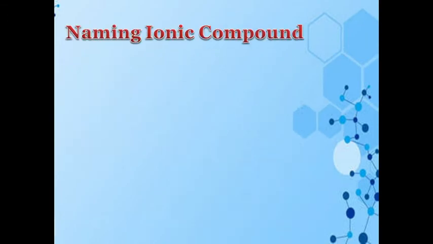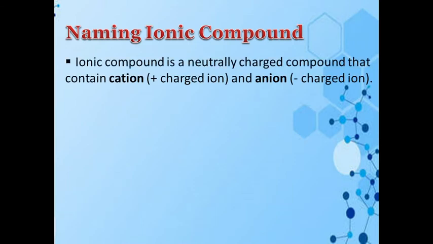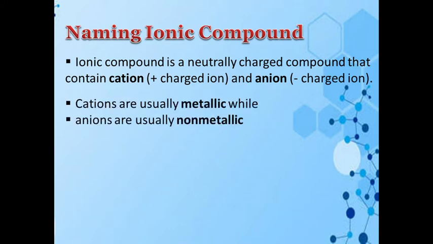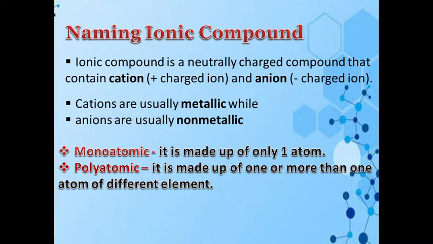So what is an ionic compound? An ionic compound is a neutrally charged compound that contains a cation, which is a positively charged ion, and an anion, which is a negatively charged ion. Cations are usually metals, while anions are usually nonmetals. We have two types of ions. First, the monoatomic ion, which is made up of only one atom or element, while a polyatomic ion is made up of more than one atom of different elements.